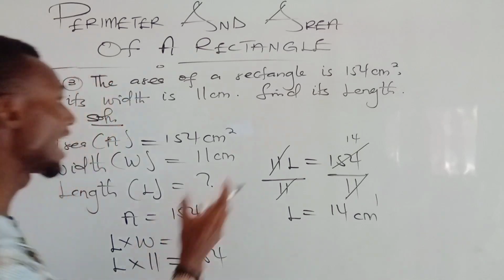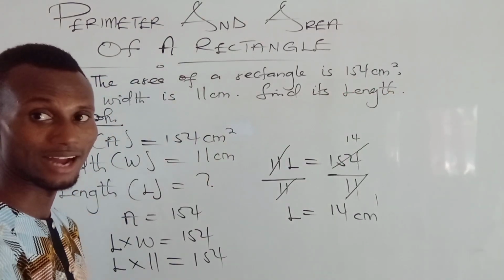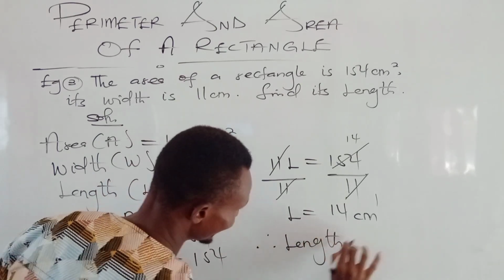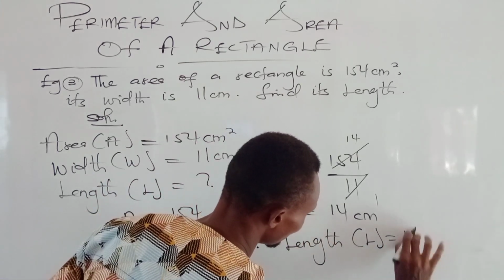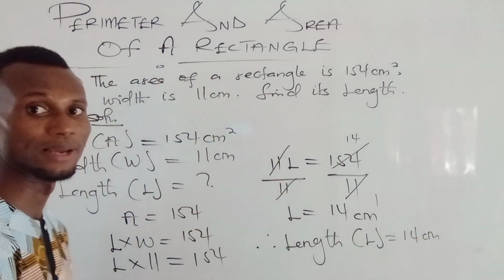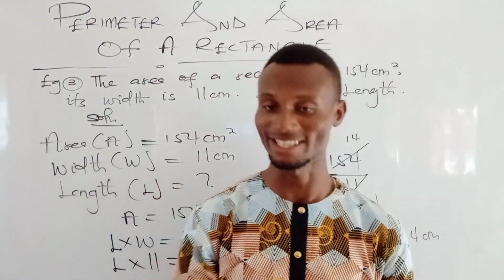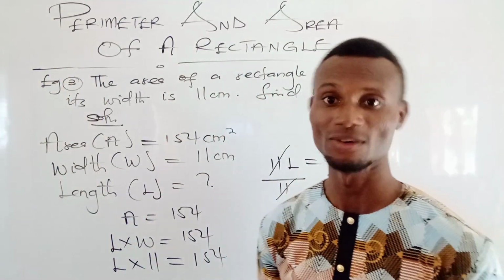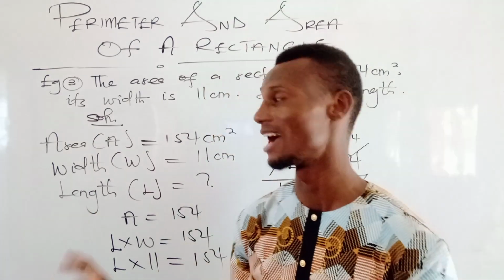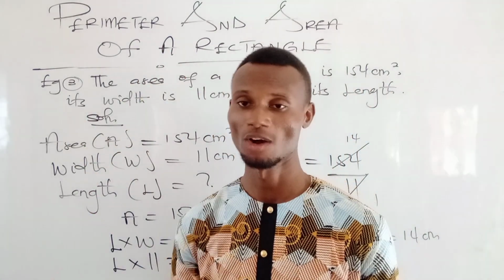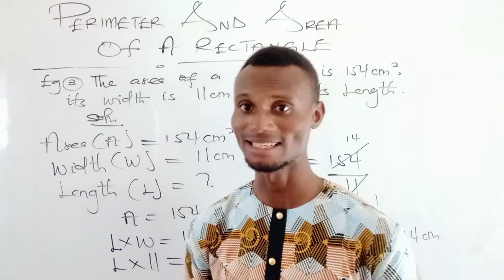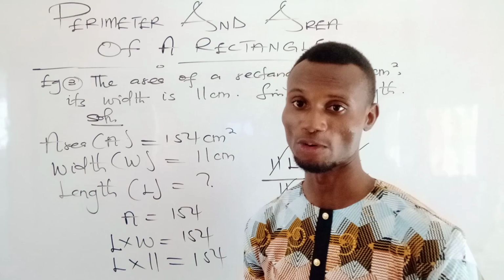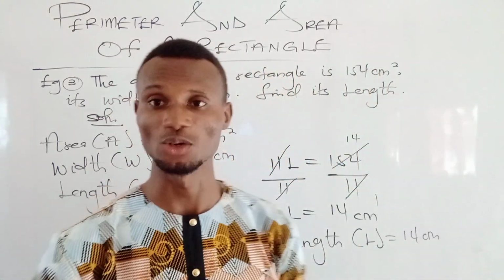So from here you conclude. You are being asked to find the length of the rectangle. So you say therefore, the length, L, equals to 14 centimeter. I hope the explanation is clear enough and you understood it as well. So this is how to handle a word problem question of this nature, under the perimeter and area of a rectangle. Just read and understand, put the information the question has given you down, then follow the process. Very simple, then arrive at your answer.